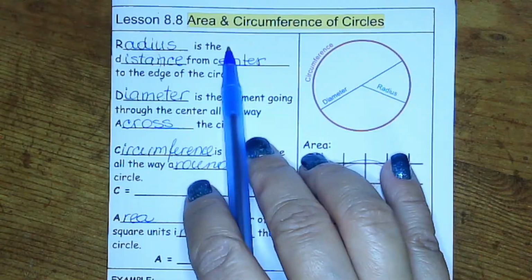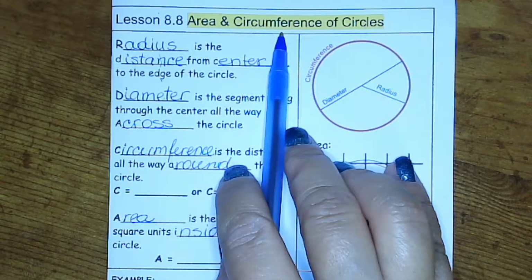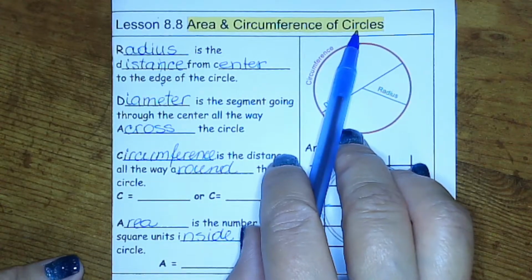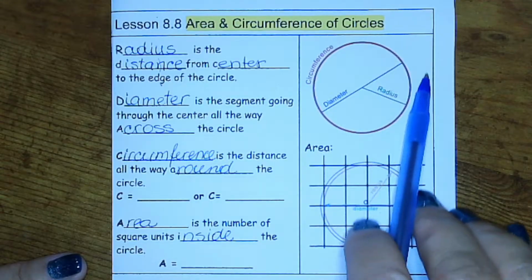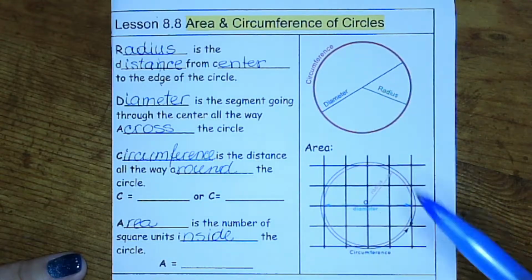In this lesson, we'll talk about area and circumference of a circle. Let's look at the parts of a circle first. So in the circle, we have a few important parts.